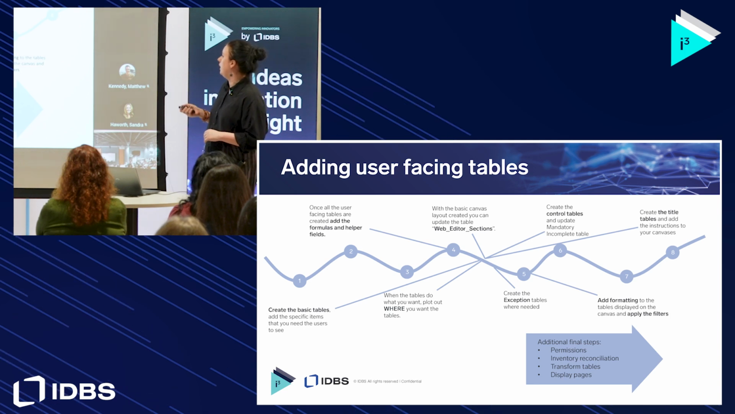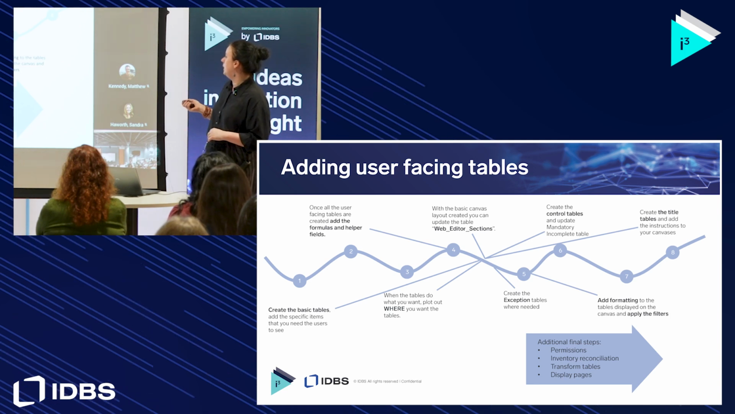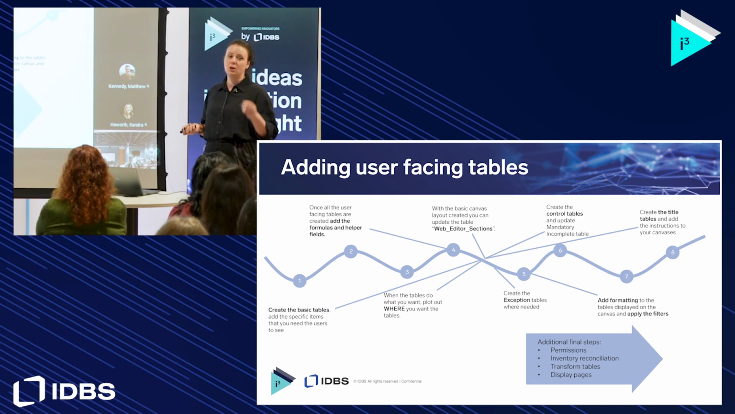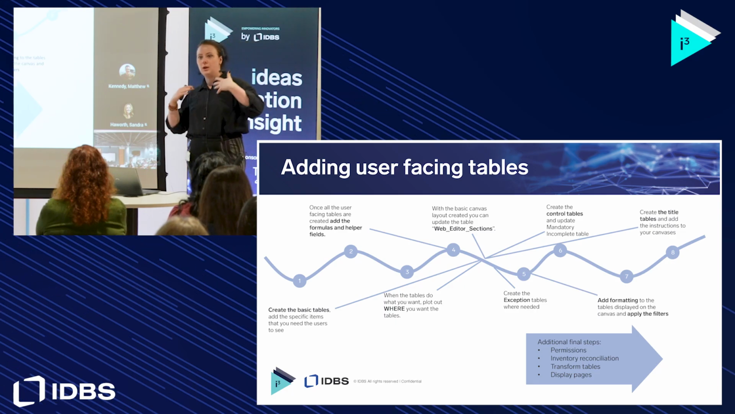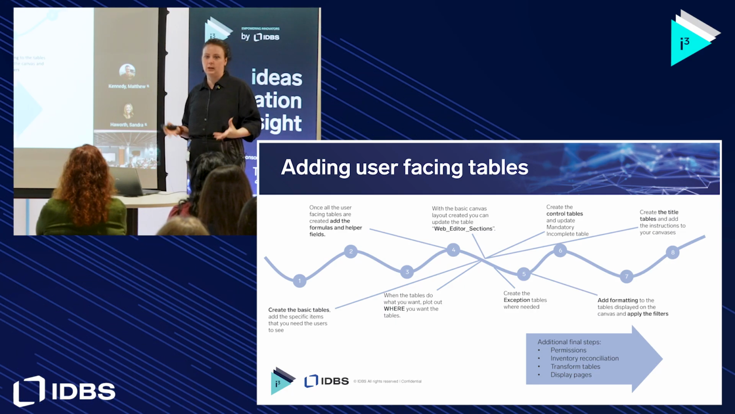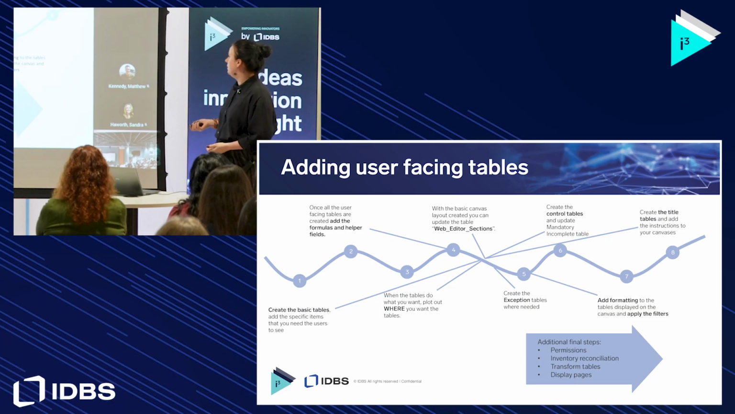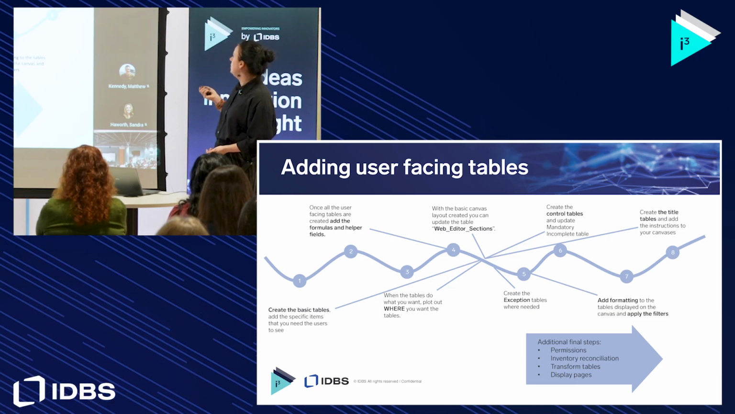And with all of that created, we can then apply the formatting to the tables on the canvases. We apply the filters, and now we have a workflow that looks more like you expect it to look. Our very final step would be to add the title tables.